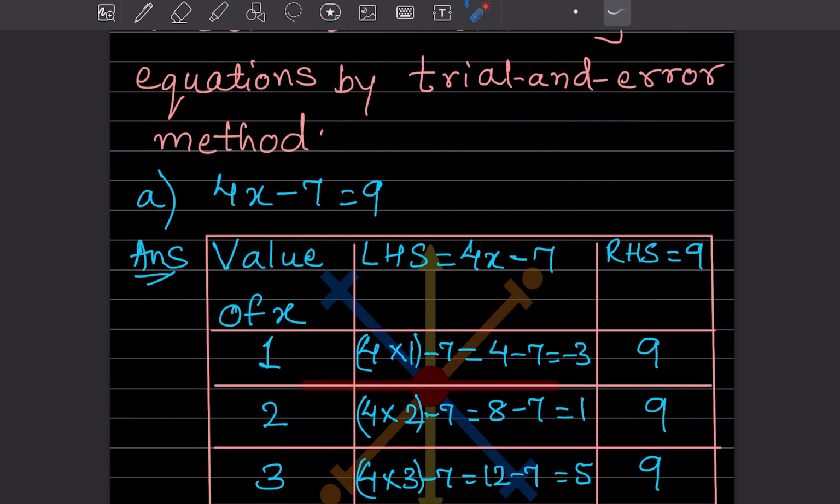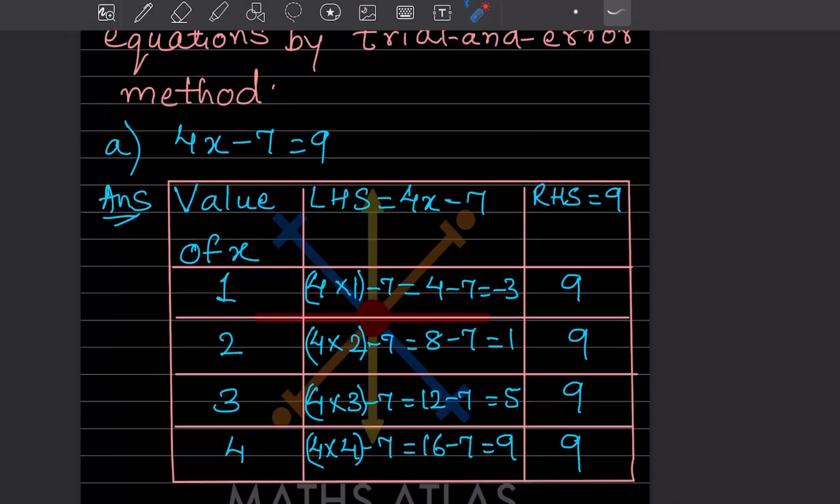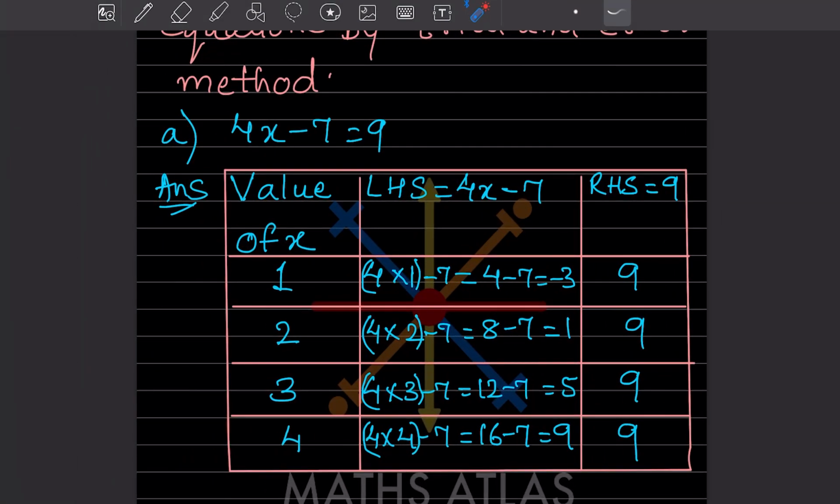So I put a table over here. Now look at the table carefully. Here I put the value of x, and this is your LHS and this is your RHS. In place of LHS, I wrote 4x minus 7. And RHS means this is 9. So RHS is 9. I hope this first part is clear to you.